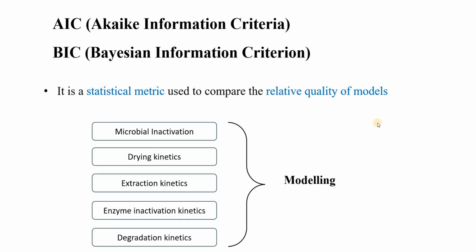Also we use some statistical parameters like R square, chi square, RMSE. These are the statistical parameters to know which model is best. But there is a problem with this, that sometimes the model gets overfitted or underfitted. So to decide which model is best, we use the AIC and BIC value. The best model will be the one which has the lower AIC and BIC value. If the AIC and BIC value is higher, the model is more likely to be rejected.